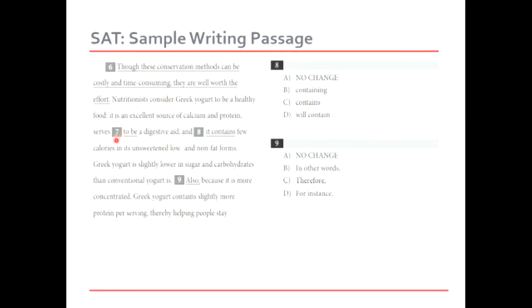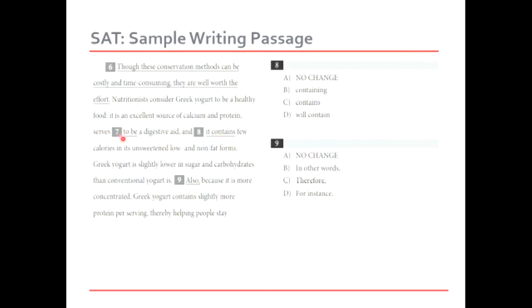What do you think, guys? This is a parallelism question for sure, because we are choosing the most consistent form of verb tense that goes well with the rest of the sentence. So if we see, it is an excellent source of calcium and protein, serves as a digestive aid, and contains few calories in its unsweetened, low and non-fat forms. Now this makes sense over here.